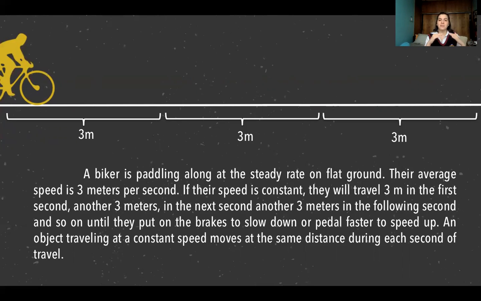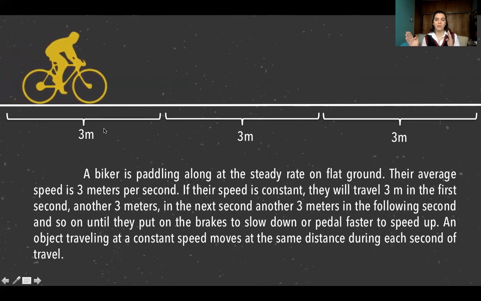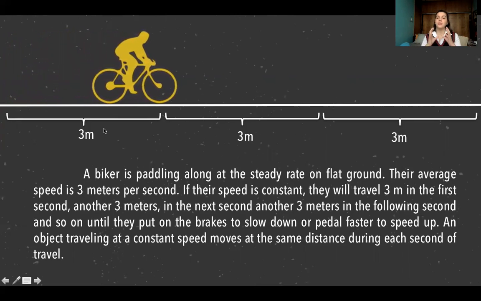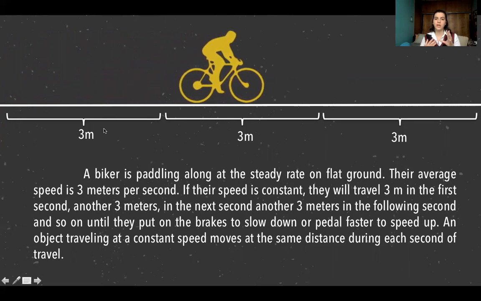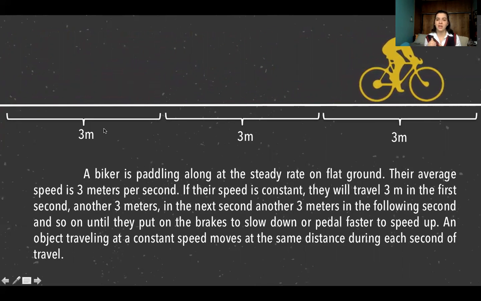We have defined speed as the amount of distance that we can travel in an amount of time. If we see, for example, the example of the biker, in here we see the biker is going to travel 3 meters per second. That means that in every second, it's going to move further away 3 meters. 3 meters the first second, 3 meters the next second, and so on and so on. The speed is going to remain constant, non-changing.